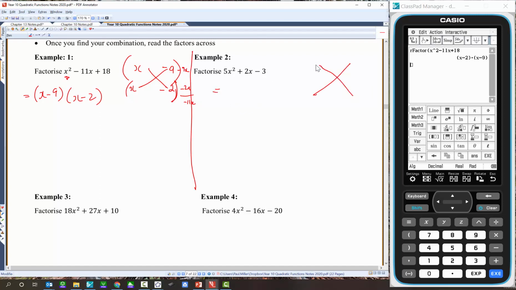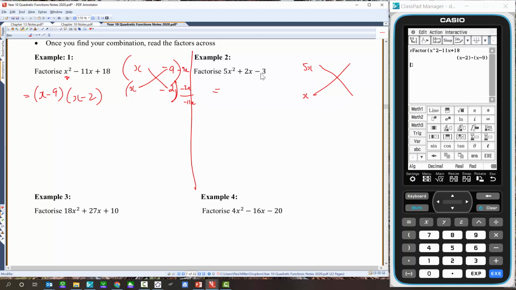All right, let's do this one here. So let's draw up our cross and think about what our left-hand side must be. Now, this time we've got to make 5x squared. The way we're going to do that, there's only one way we can make 5x squared, is one of them has to be 5x and one of them has to be x.